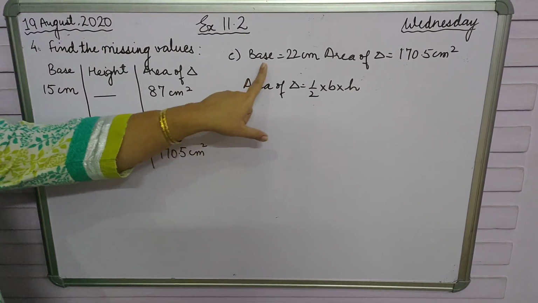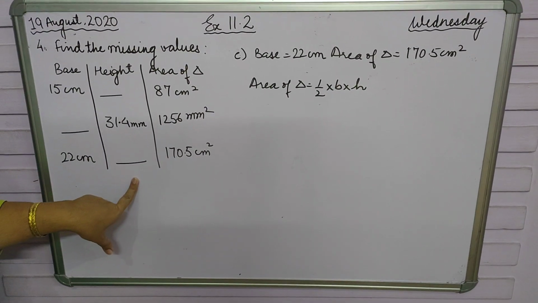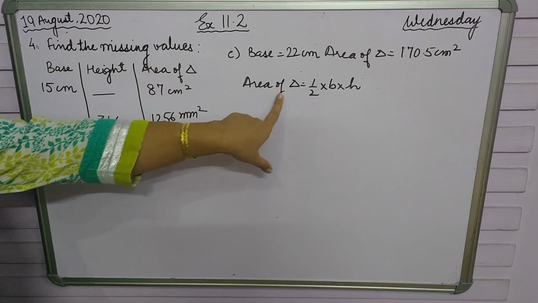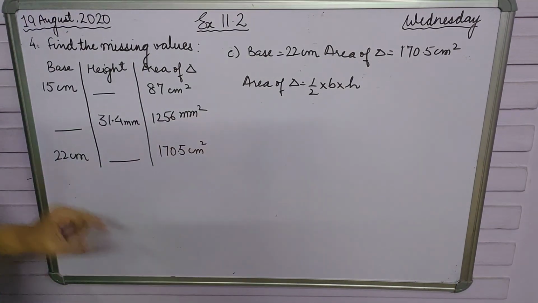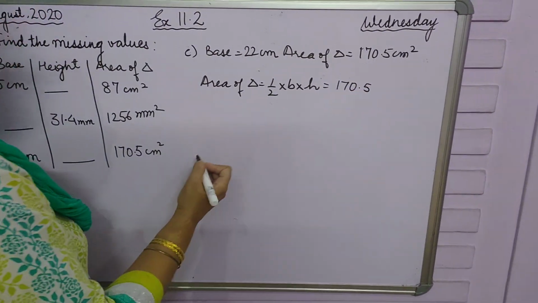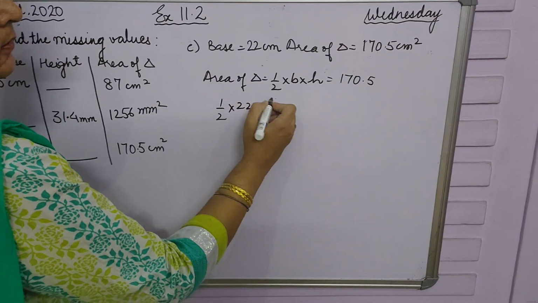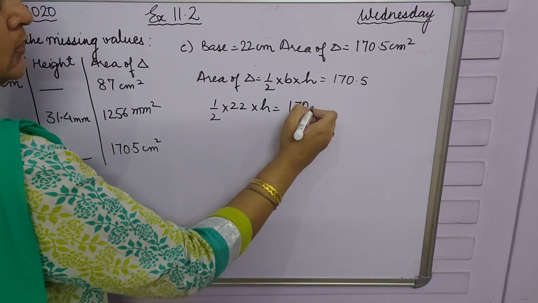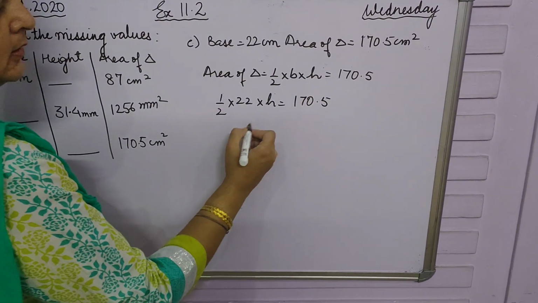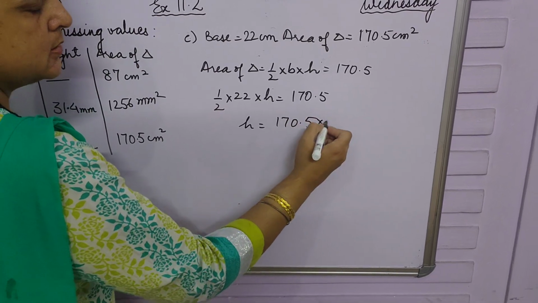See, again in C part we are given base and area of triangle and we are to calculate the height. So area of triangle is equal to half into base into height and that is given equal to 170.5. Now put the value of the base. Half into 11 into h is equal to 170.5. Keep h here and transpose all those terms.